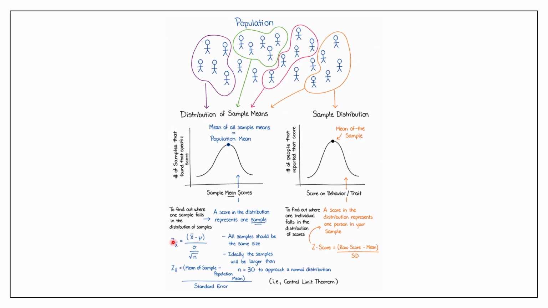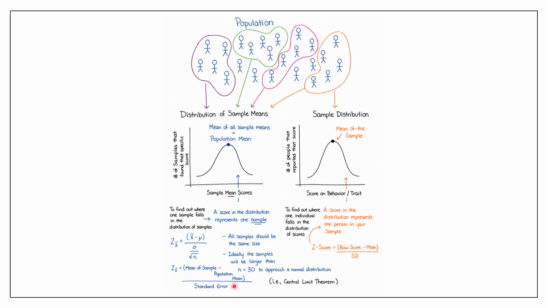Now, this is a formula we haven't worked with yet, but is very, very similar to the one that we have already worked with. We're going to have a z-score of the sample, and it's going to be the mean of the sample minus the population mean divided by the standard error. And again, this is very similar to the other one where we have a raw score minus the mean divided by the standard deviation. We're going to see why in a second we're using the standard error in here. But the formula is very, very similar.